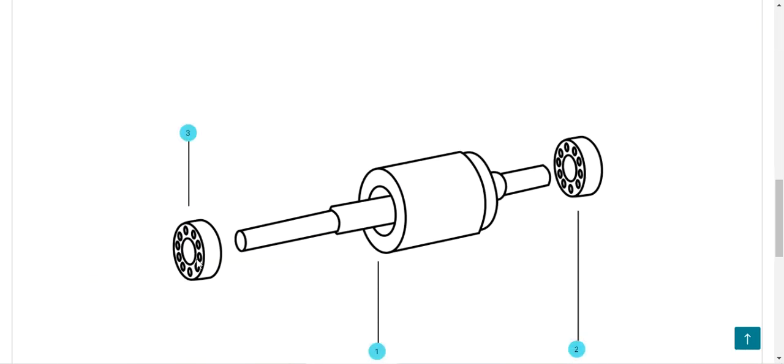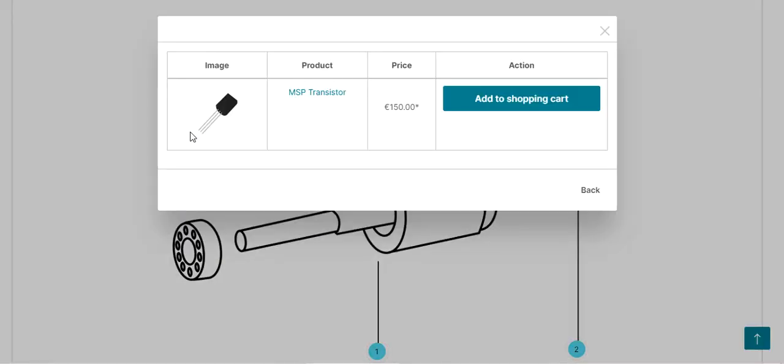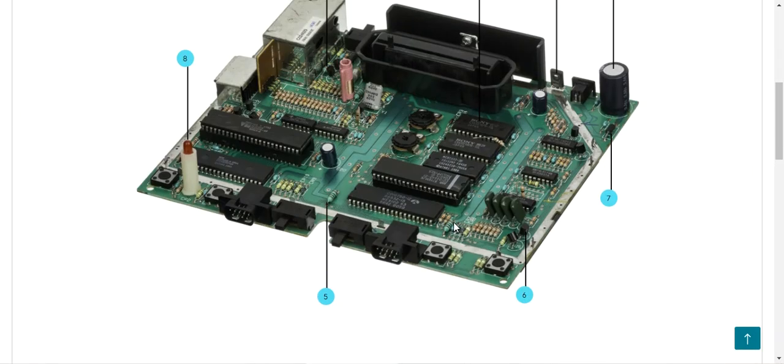For example, if I'm going to tap on this number 3 here, I'll be able to see the particular product image, the name of the product, the price, and the add to cart shopping button under the actions column to make a direct purchase of that particular part of the main product itself.